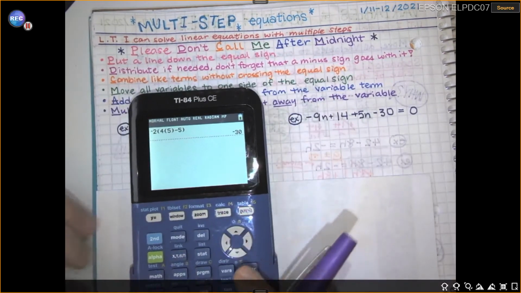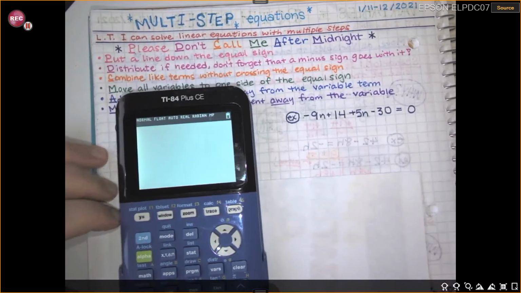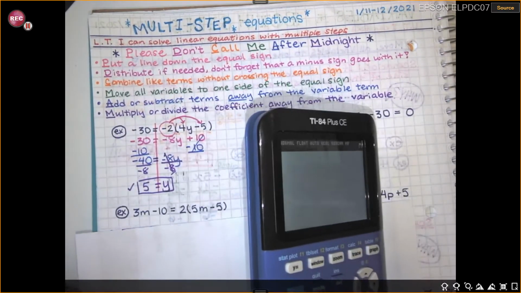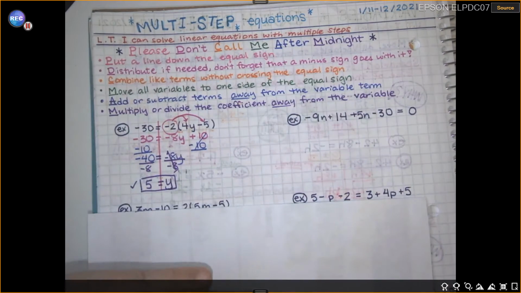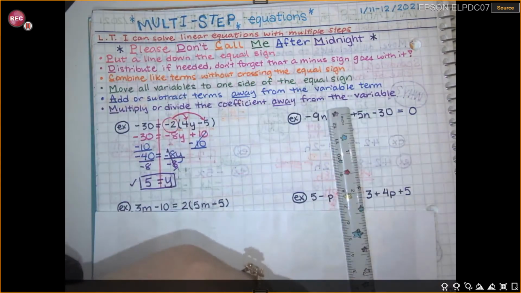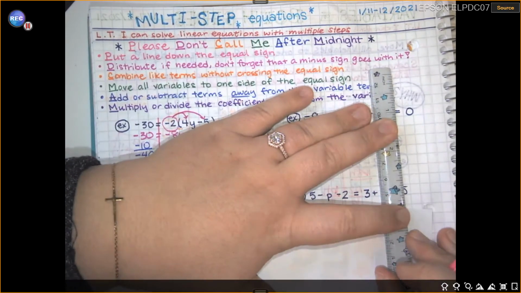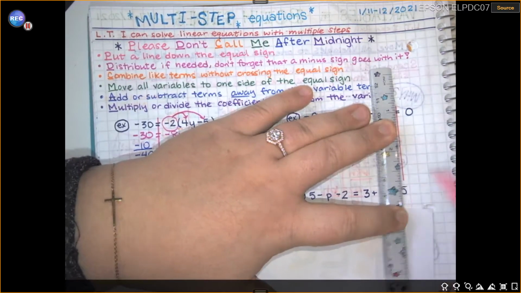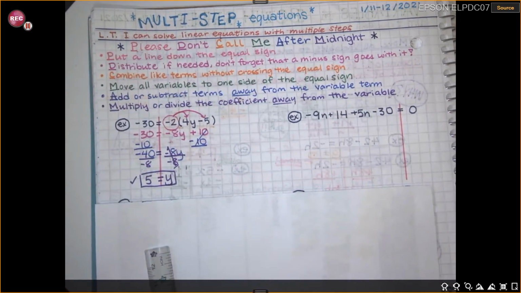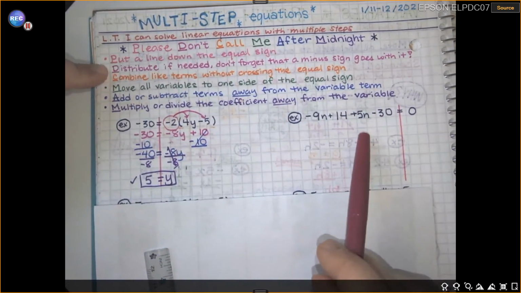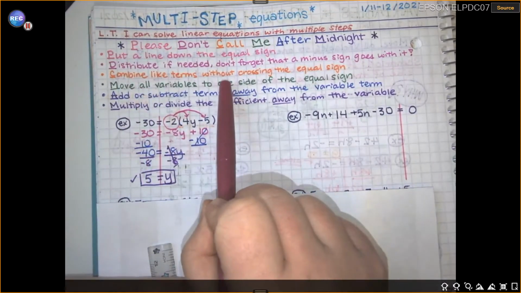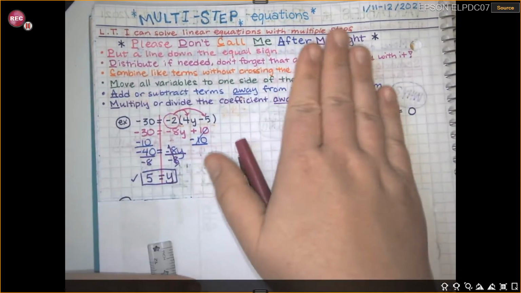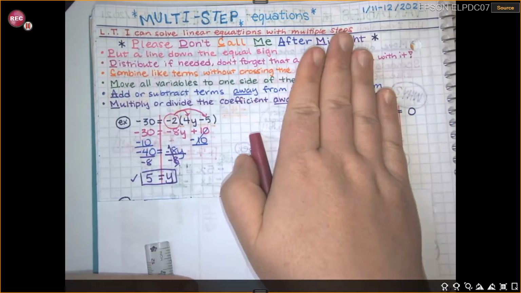Okay. Now, this one has us combining some like terms. So step 1, put a line down the equal sign. Okay, then we just follow the steps. So distribute if needed. There's no parentheses, there's nothing to distribute. But then it says combine like terms without crossing the equal sign. So on this side, there's just a 0. So there's nothing to be done on that side.